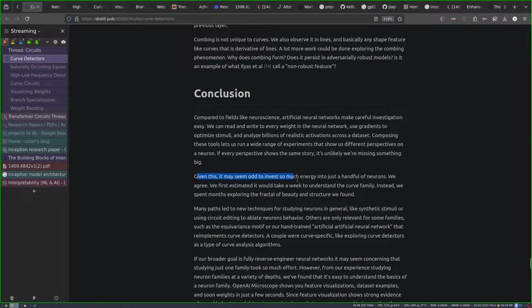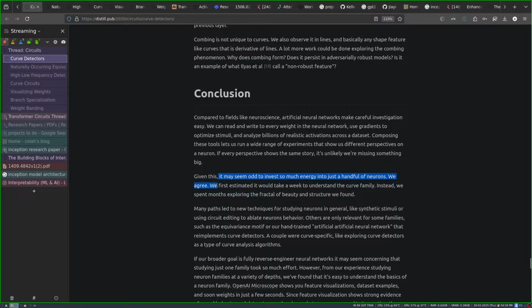If you want to invest, it may seem odd to invest it. Composing these tools lets us run a wide range of experiments that show us different perspectives of a neuron. If every perspective shows us the same story, it's unlikely we are missing something big. Given this, it may be odd to invest so much energy into studying a handful of neurons.